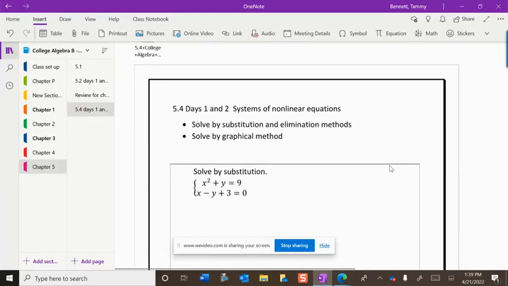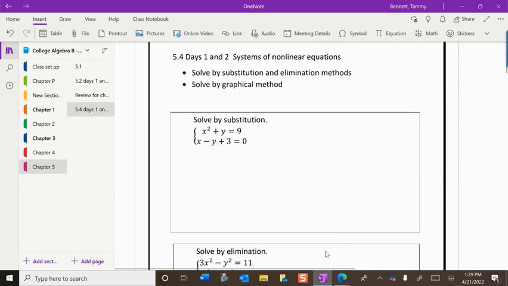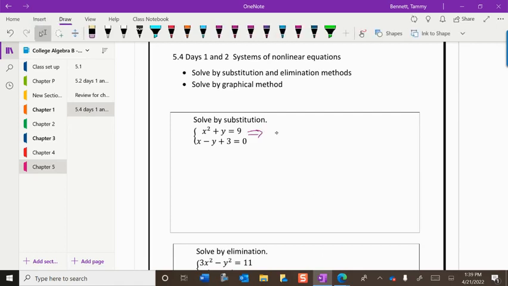All right, so these are the notes on 5.4, solving systems of nonlinear equations. First thing you want to look at is solving by substitution, which is one method. So let's say I want to solve the top one for y. It'd be y equals 9 minus x squared, which then I circle and substitute in for the other y.